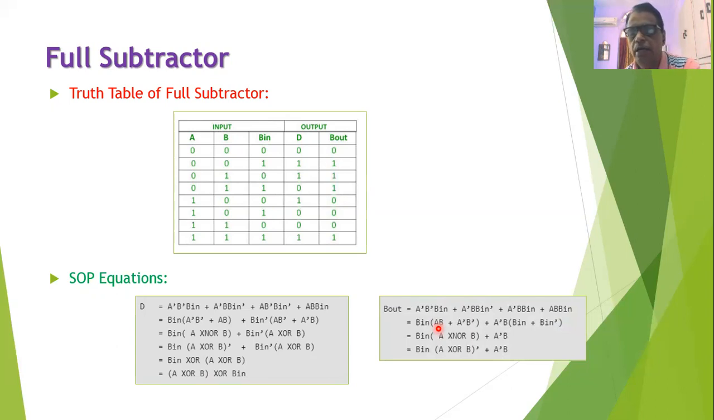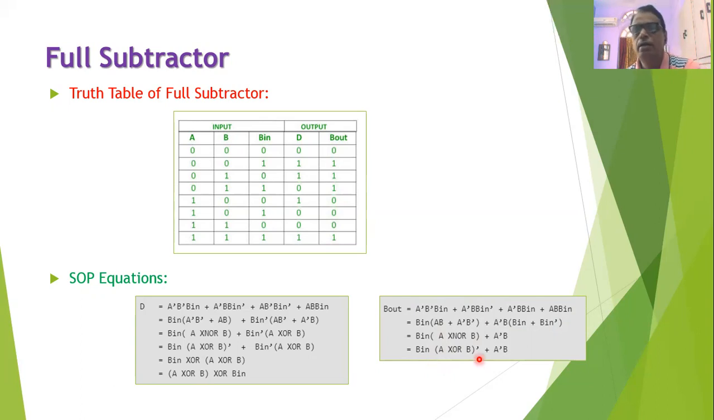And from the second term, we can take this A bar B common, and therefore in the bracket, we can write B in plus B in bar. But B in plus B in bar is just nothing but 1, and therefore we can write this as B in into A XNOR B plus A bar B. So this is just nothing but B in into complement of A XOR B plus A bar B.